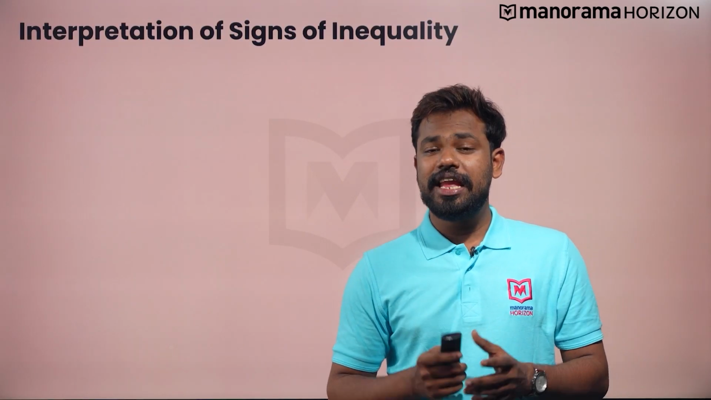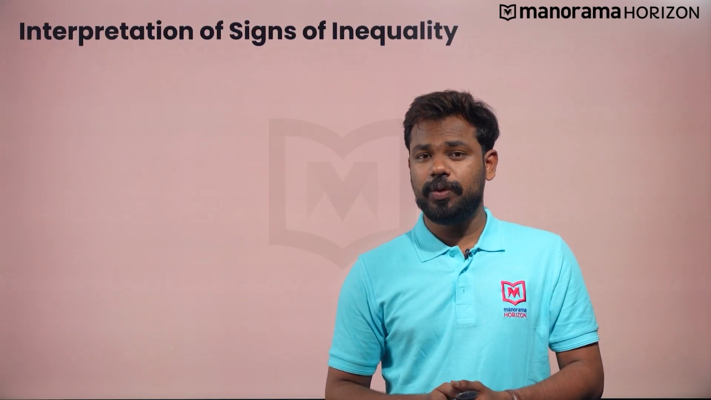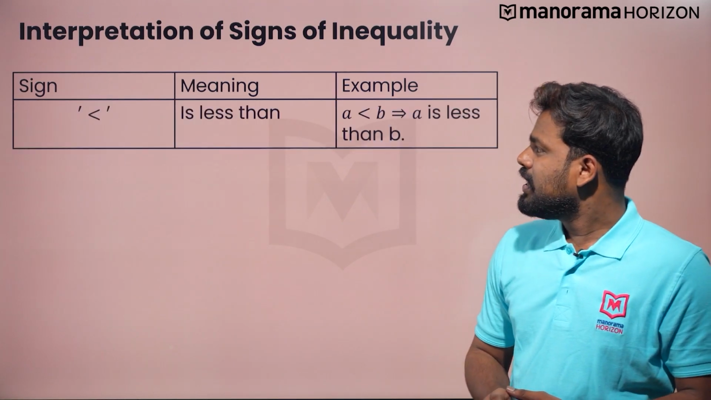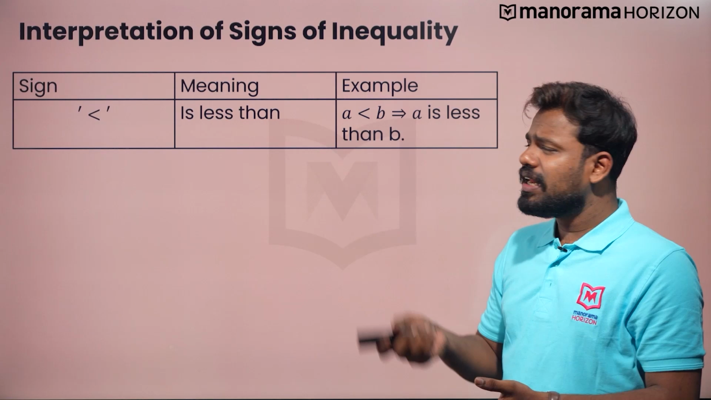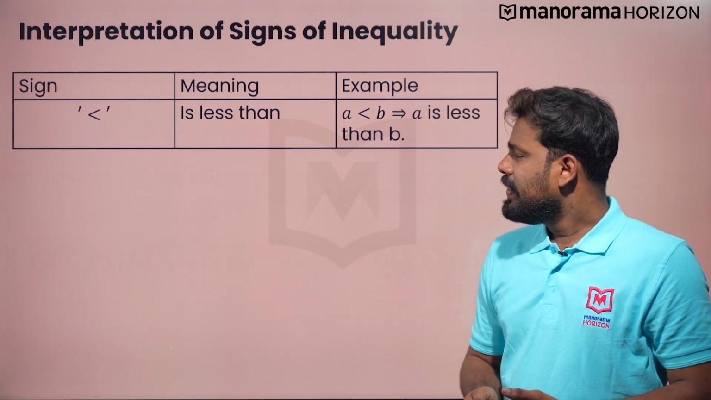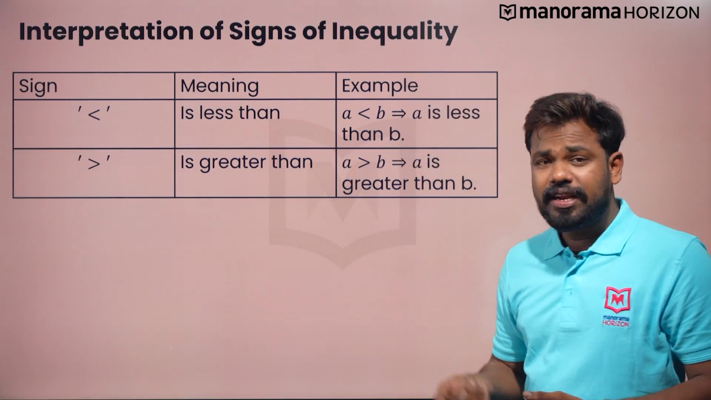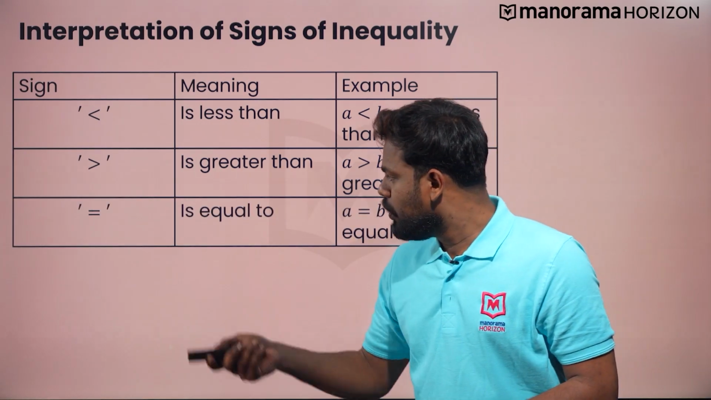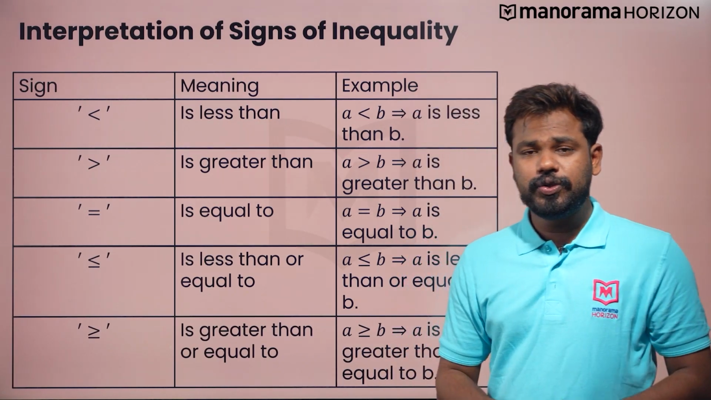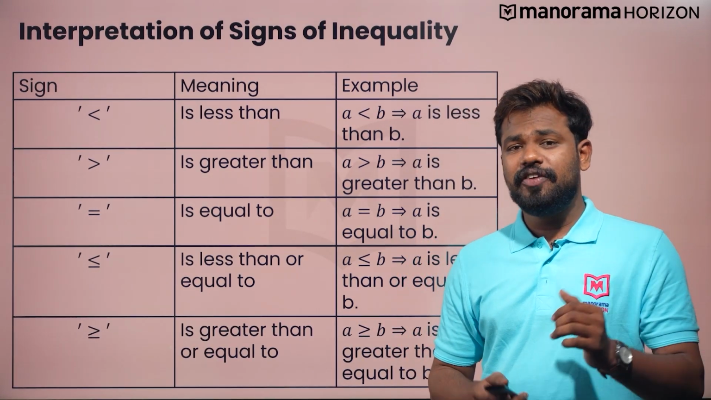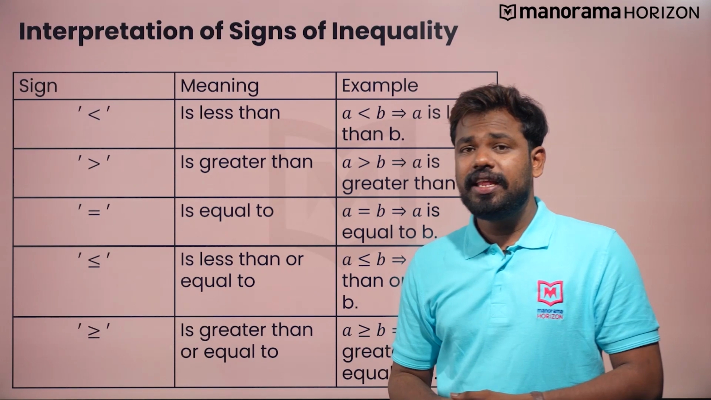Now let's look at the interpretations of the signs of inequality. The first one is less than, that is a less than b, which is denoted by the less than symbol we always use. The next one is greater than, a greater than b. The next one is equal to, which is a equal to b. Then less than or equal to, and also greater than or equal to. So these are the different signs that we use in inequations.